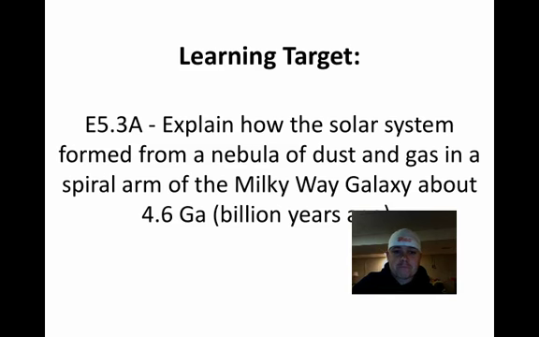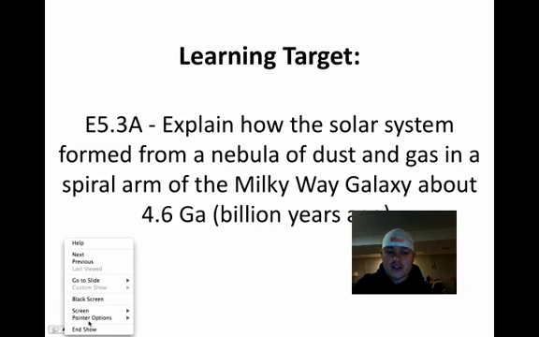So the learning target hits E5.3-3, explaining how the solar system was formed from dust and gas within the spiral arm of the Milky Way galaxy, give or take 4.6 billion years ago.